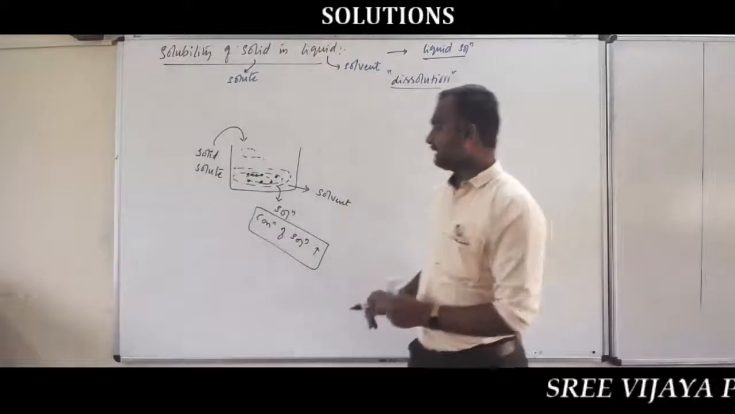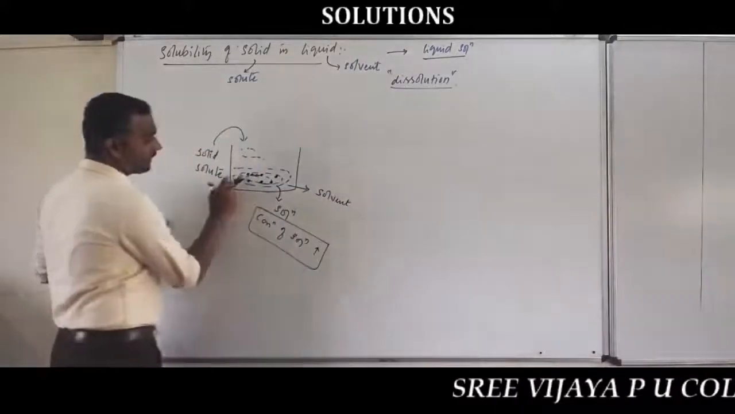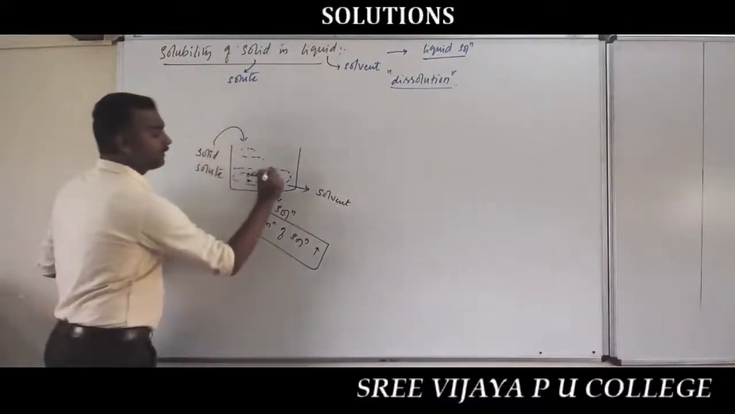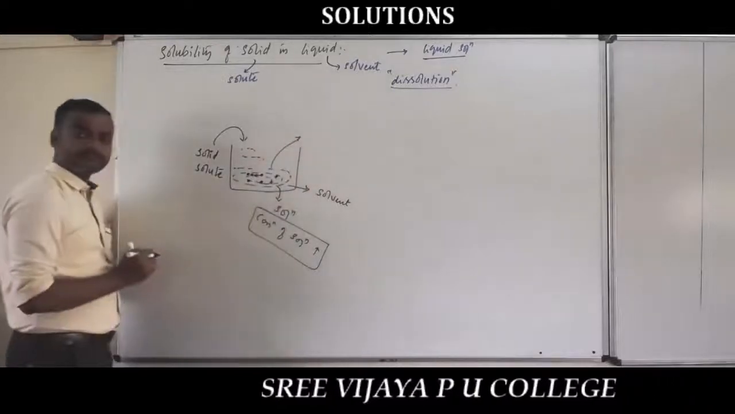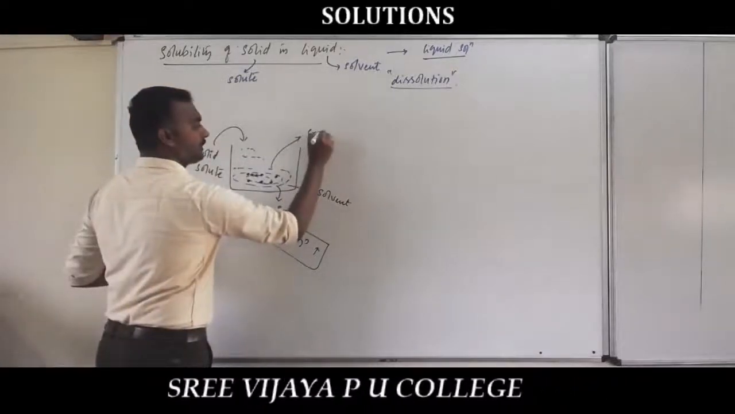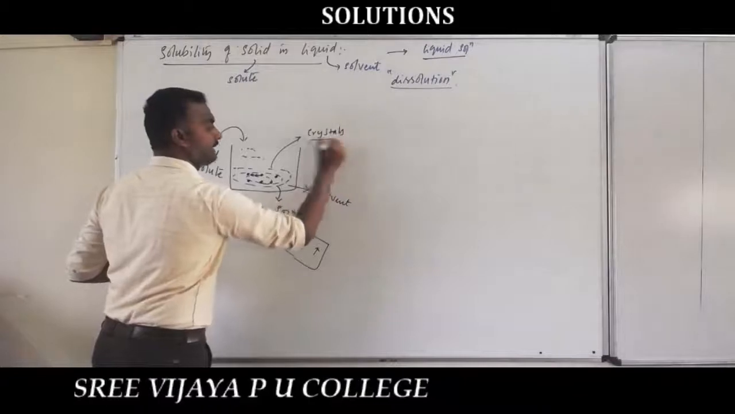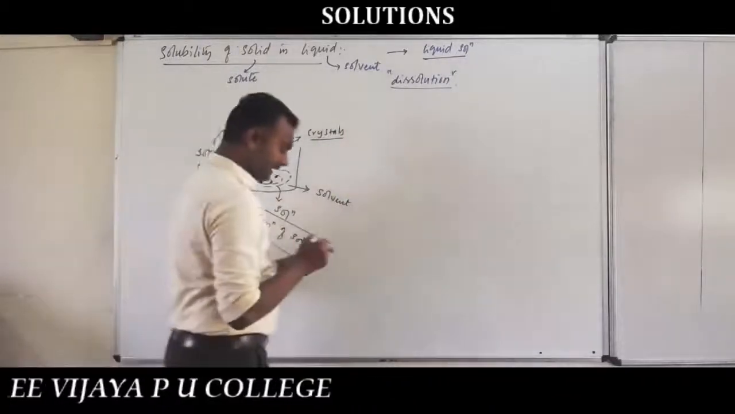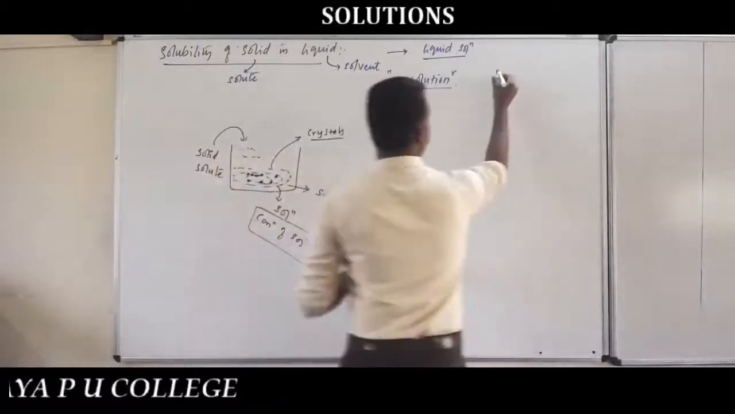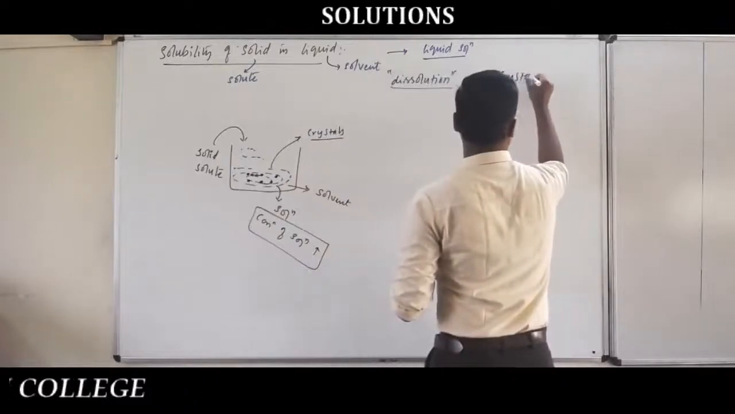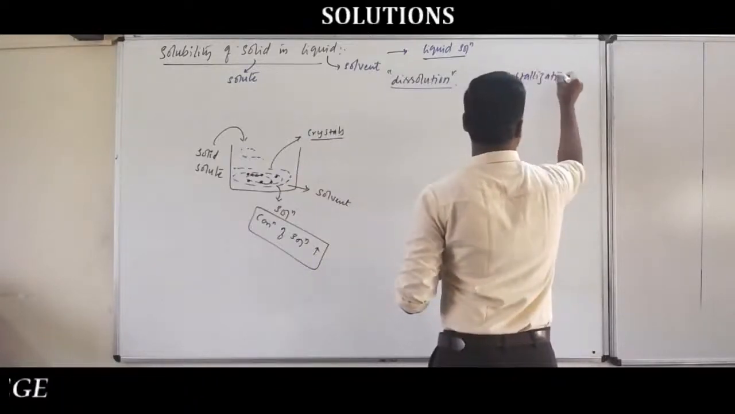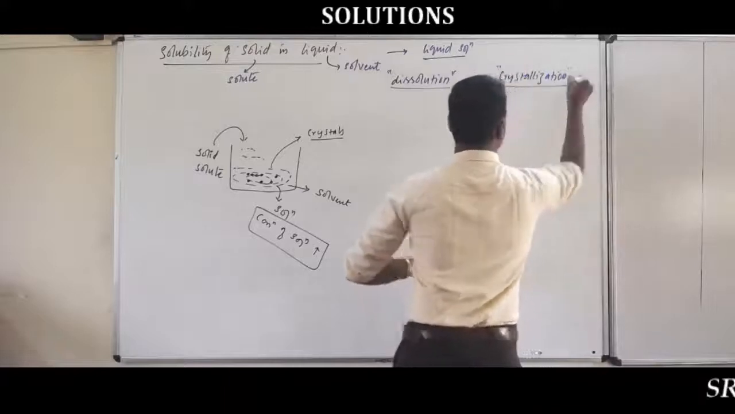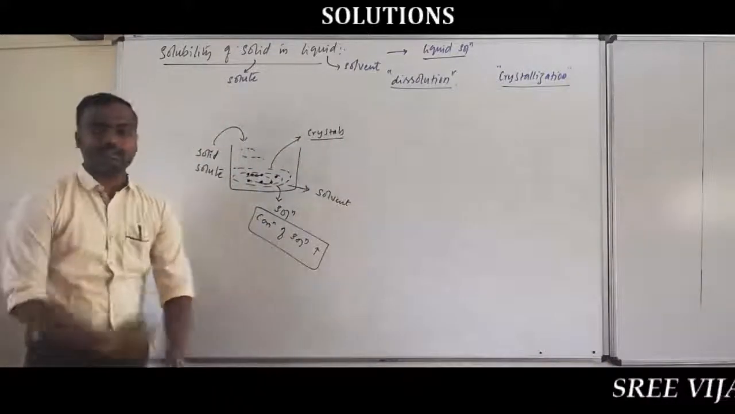So because of that, the solute particles in the solution come out of the solution. In what form? They come out as crystals. That process is called crystallization. So here we come out with two important terms, dissolution and crystallization.